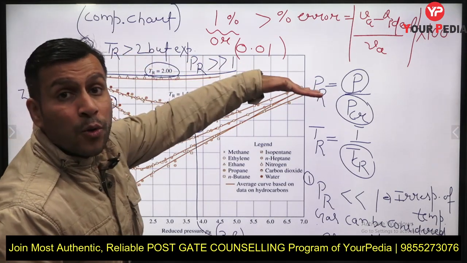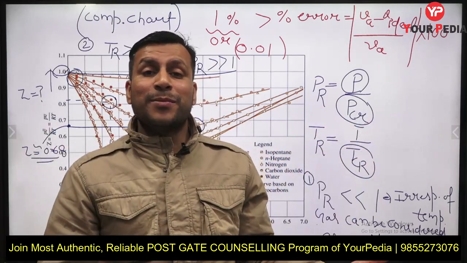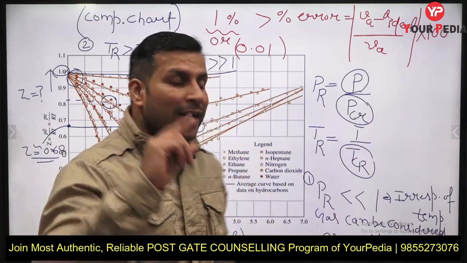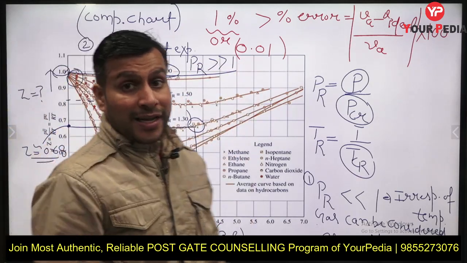Ideal gas के लिए क्या मिलेगी आपको? Horizontal line, because for ideal gas, irrespective of any reduced temperature, reduced pressure, the Z will be exactly 1. So that's why you are going to get a horizontal line for the ideal gas. So go to the point, guys.